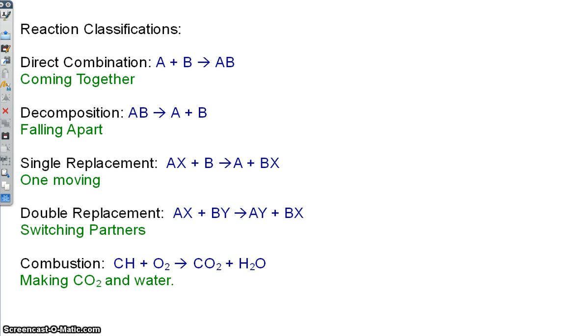The third one, single replacement, you can think of as one thing moving. So if you look at AX plus B, the X is with A, and then it moves over to B, so it is with B in the final part.